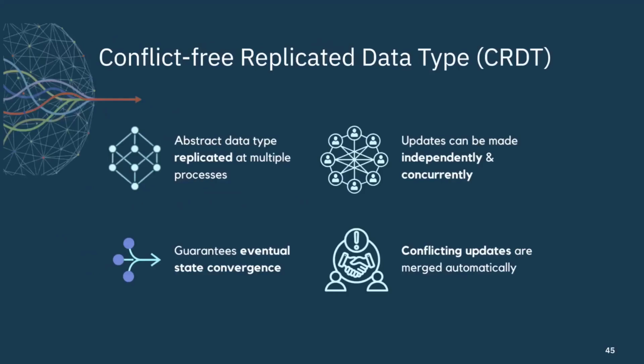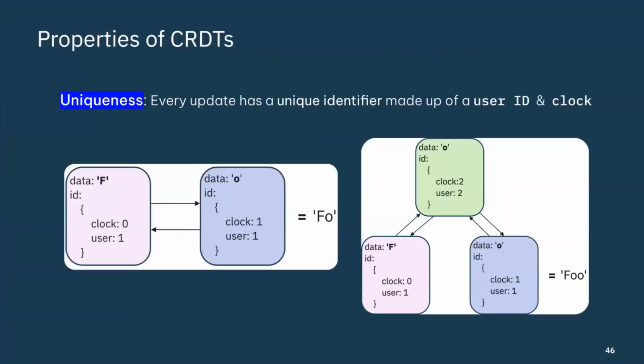So the answer wasn't immediately apparent, but after some research, we found a powerful solution in conflict-free replicated data types, or CRDTs. CRDTs are data structures that enable multiple computers to update a shared data structure independently and concurrently. They guarantee eventual consistency by automatically resolving conflicts, even if replicas differ temporarily. So CRDTs have many key properties. One of them is uniqueness.